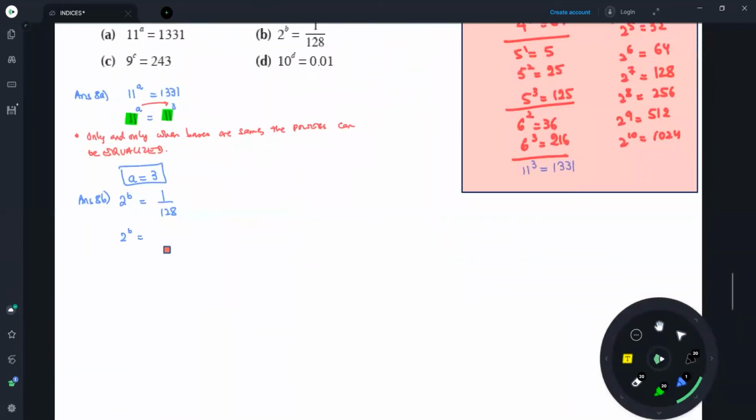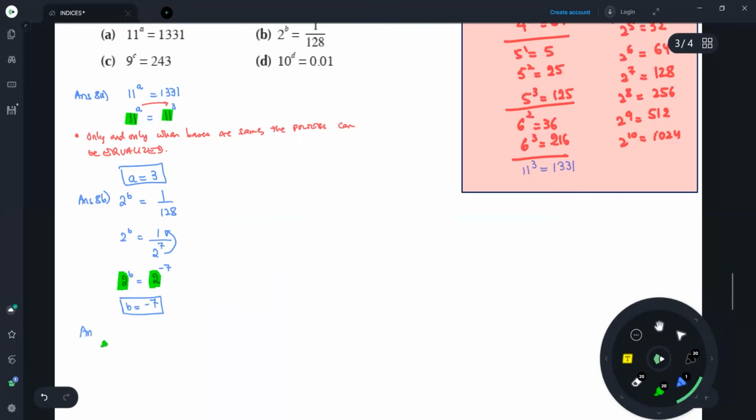2 to the power b is 1 over 2 to the power 7. Yes or no? Yes, sir. Now, what happens when you bring this 2 to the power 7 to the numerator? Minus 7. The power becomes a negative power. That's 2 to the power b equals 2 to the power minus 7. Now, are the bases on both sides of the equation equal? Yes, sir. And when the bases are equal, we say that the powers can be equalized and the value of b could be found.